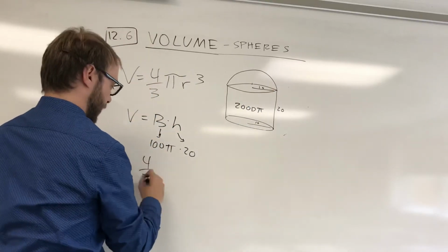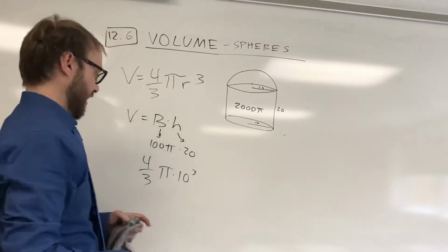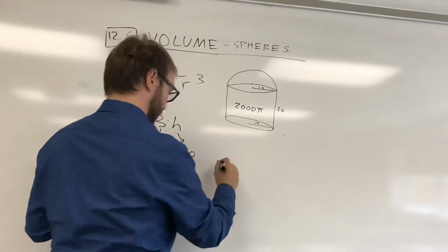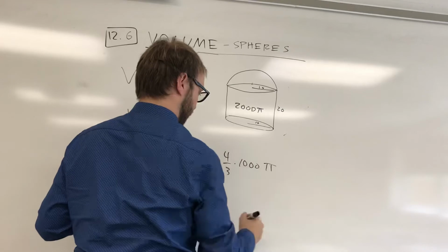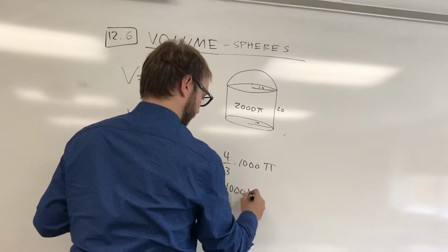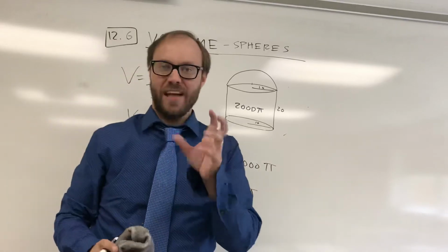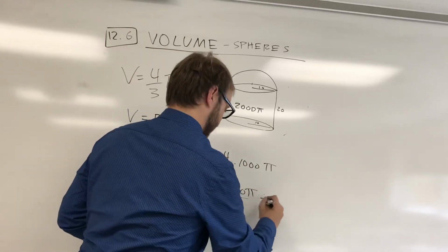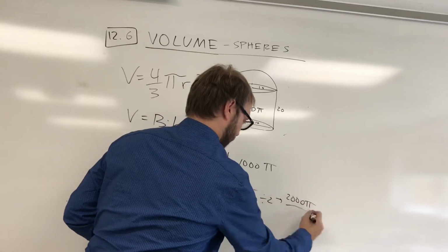You're taking 4/3 pi times 10 cubed. 10 cubed is 1,000. You're multiplying 1,000 times 4/3. So 4/3 times 1,000 times pi. It'll end up being 4,000 pi over 3. But be careful. It's a hemisphere. You're going to have to take half. And if we divide by 2 there, it should be 2,000 pi over 3.